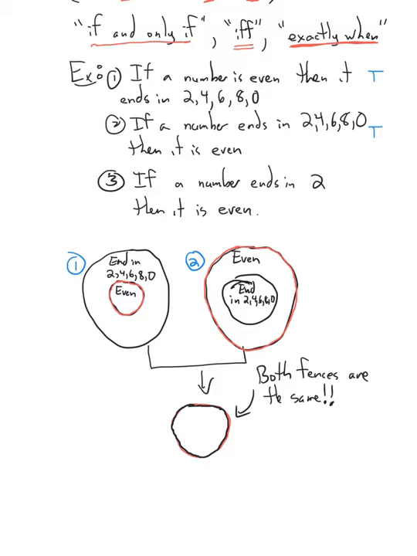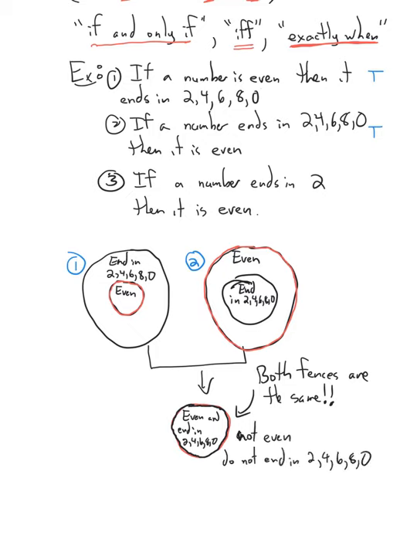Okay. So what does that mean? That means the only numbers inside the fence are ones that are even and end in 2, 4, 6, 8, or 0. And on the outside is everything else. If you think about it, on the outside of both diagrams are things that aren't even and don't end in 2, 4, 6, 8, or 0. So not even and do not end in 2, 4, 6, 8, 0.